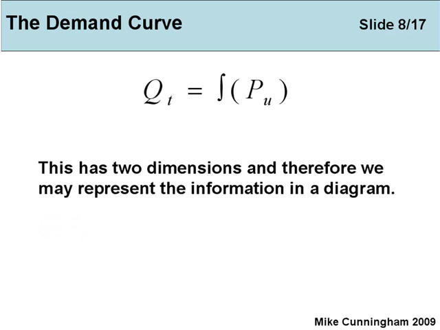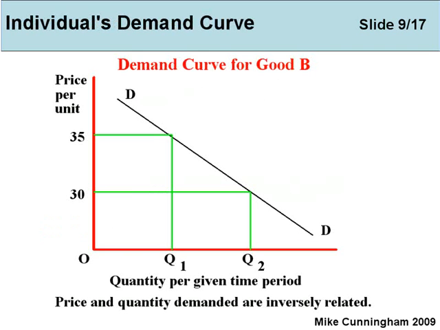This expression, the quantity demanded per unit of time depends on the price per unit, is two dimensions. There are two variables, so two dimensions. A bit like a sheet of paper is two dimensions. Well, it's three dimensions if you allow for the thickness. But a plane surface would have two dimensions, length and breadth, like the slide we've got on the screen right now. So we can plot that relationship. We can plot two variables on a two-dimensional space, which looks like a demand curve. In this case, we've got a demand curve for good B.